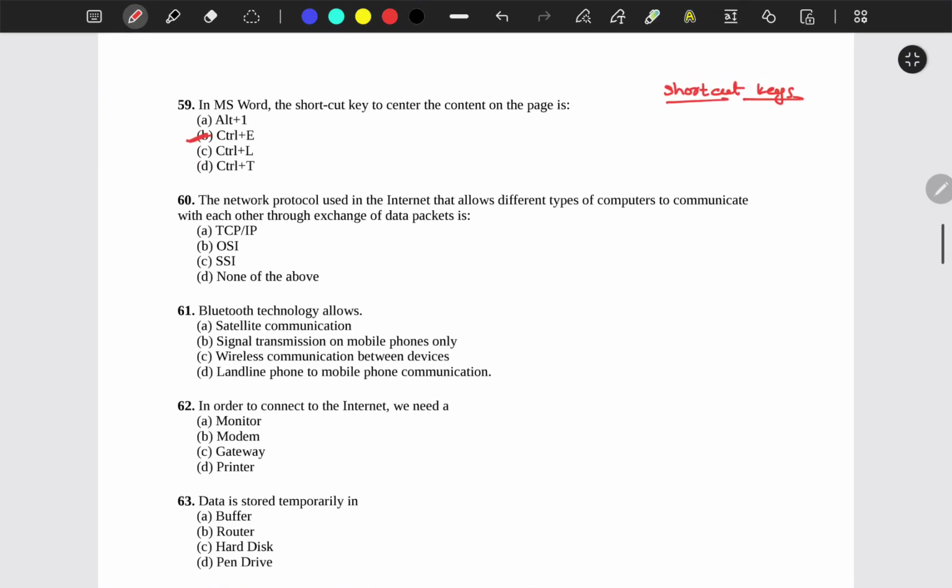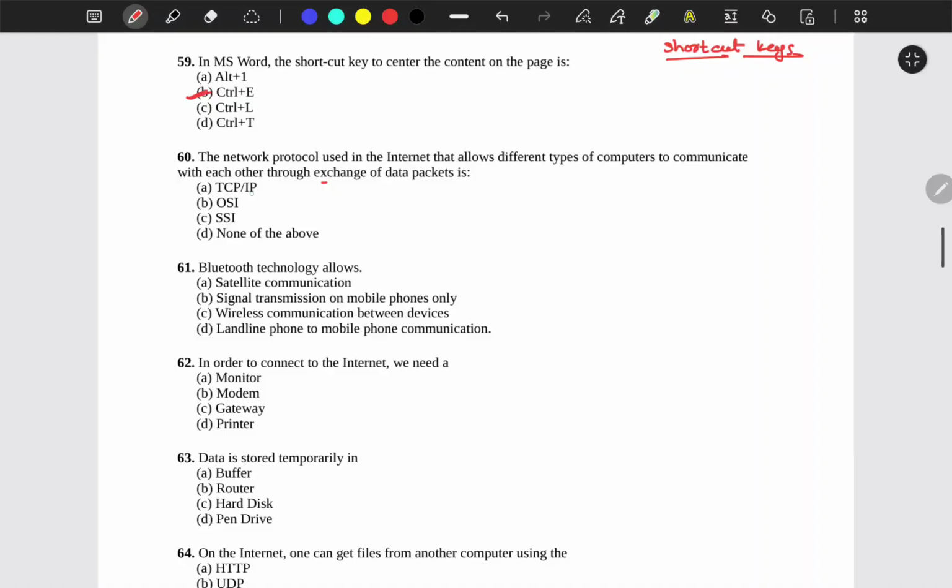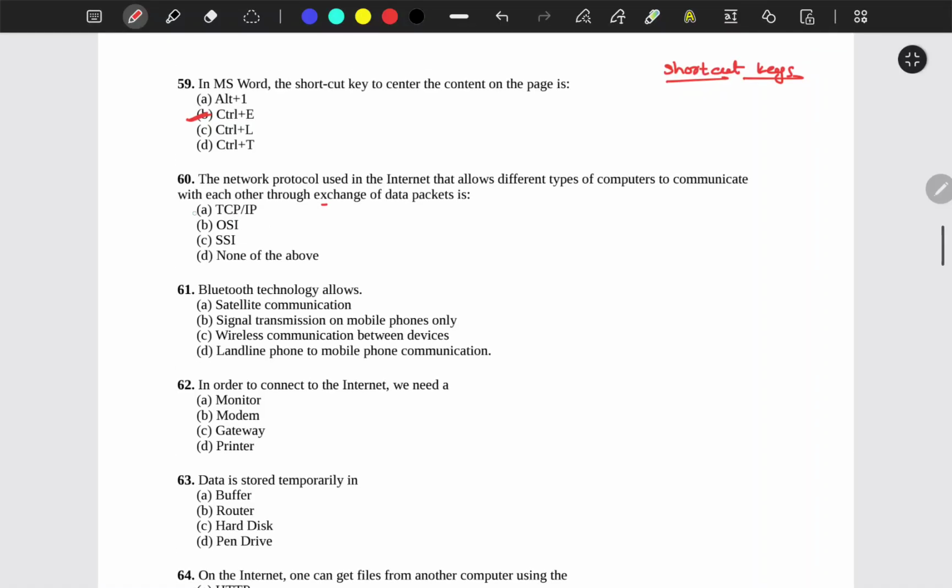Next one is the network protocol used in internet that allows different types of computers to communicate with each other through exchange of data packets: TCP/IP, OSI, SSI, or none of the above. So the correct answer would be TCP/IP, Internet Protocol.